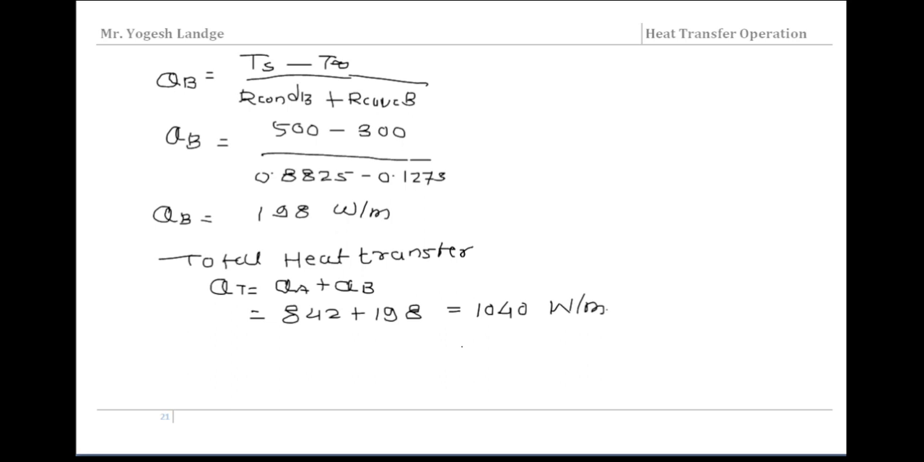So the total heat loss is 1040. This is the final answer, that is how much heat loss you predict from the pipe.